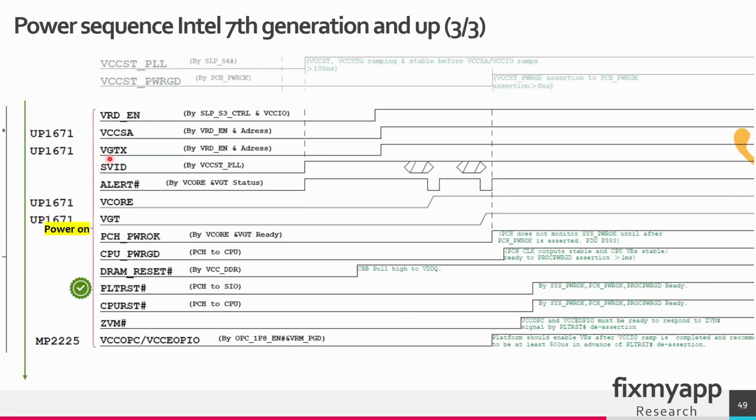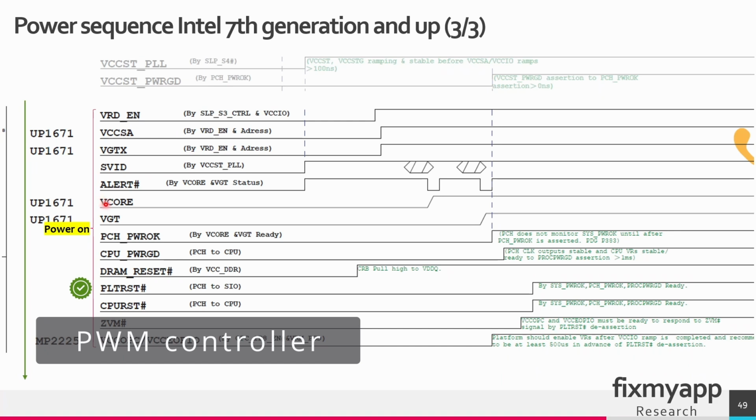When these CPU voltages are created successfully, the next thing is that we want to create the core voltage for the CPU. Before creating the core voltage, the CPU has to communicate with the PWM phase driver in what kind of voltage the CPU needs.